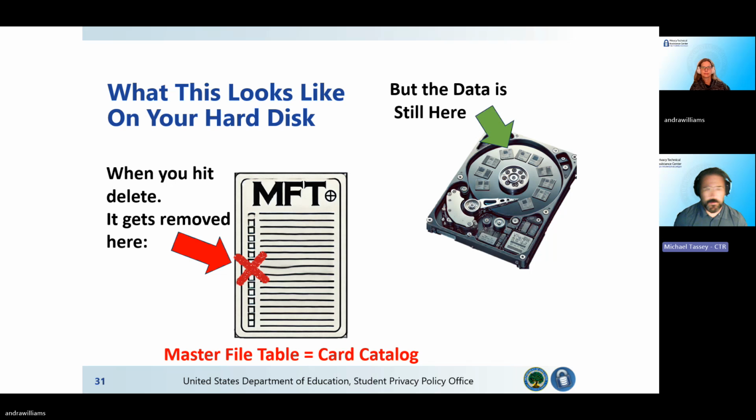So a hacker or someone with some technical skills or special software doesn't need to use that card catalog. They can scan through that whole disk and locate the bits and bytes that make up that file and still retrieve the information. So while you've hit delete and it doesn't show up in your file manager or whatever application you're looking at, those specialized tools, the people with the knowledge, can still get on that disk and still get access to that data.